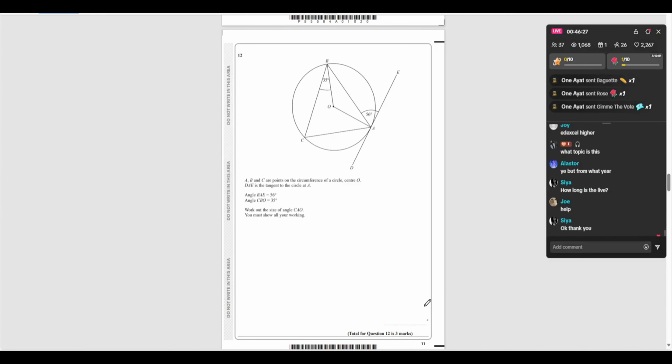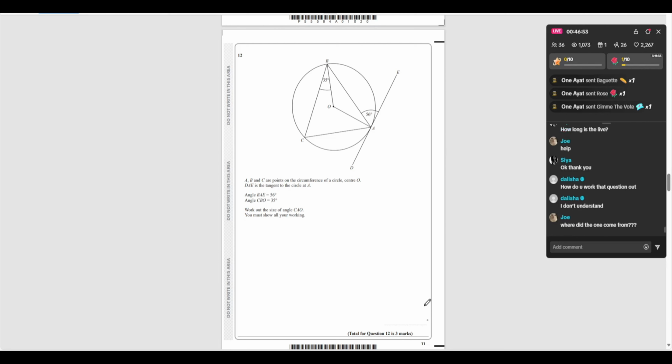Next, question number 12. A, B, and C are points on the circumference of a circle. Now, DAE is the tangent to the circle at A. Angle BAE is equal to 56 degrees. And then angle CBO is equal to 35 degrees. Work out the size of the angle CAO. You must show all your working.